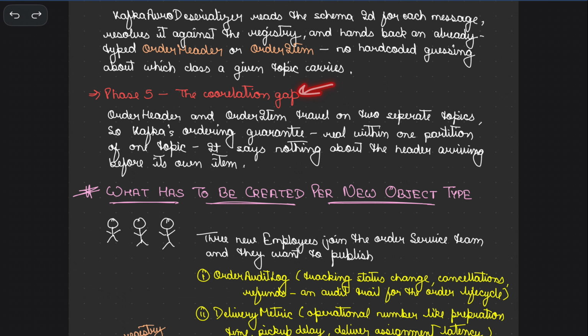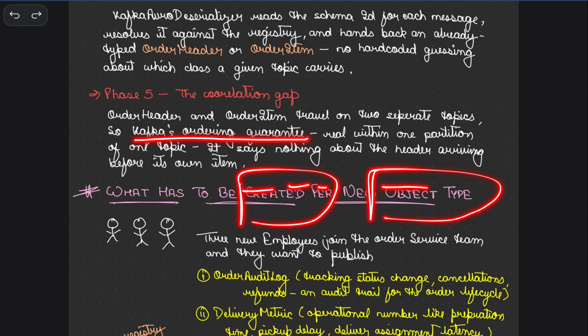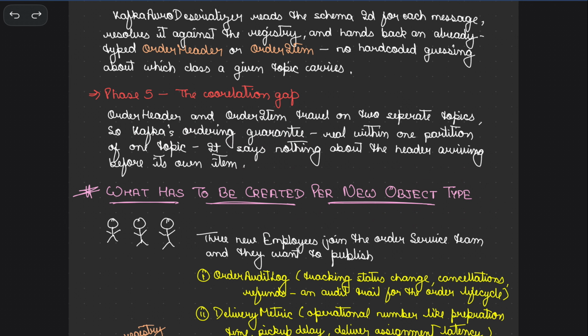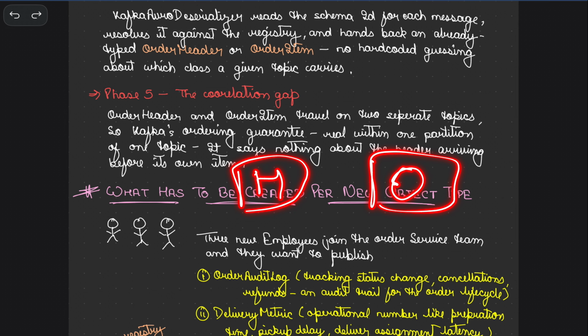Now, what is the correlation gap? This is the most important point, which I have already explained in video 1, but let me explain one more time. Order header and order item travel on two separate topics. Kafka's ordering guarantee is within the partition, not across partitions. Within one partition of one topic, it says nothing about the header arriving before its own items. There is no guarantee that the header item will reach first, then the order item.